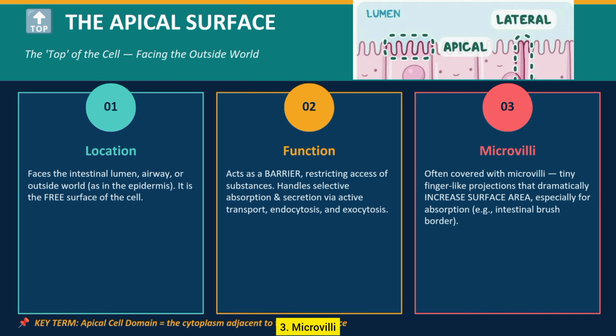Third, microvilli. The apical surface is often covered with microvilli. These are small, finger-like projections that dramatically increase the surface area, especially for absorption. In the intestine, these are called the brush border. Key term to remember. The cytoplasm adjacent to the apical surface is called the apical cell domain.